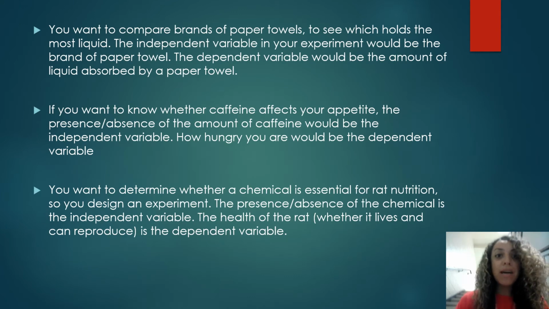Take a few minutes now and read over these three examples of the differences between independent and dependent variables so you can get a better understanding of which variable is independent and which variable is dependent. Remember, the independent variable is the one that you are controlling. The dependent variable is the one you are measuring to see if there was a change in it because of the independent variable.